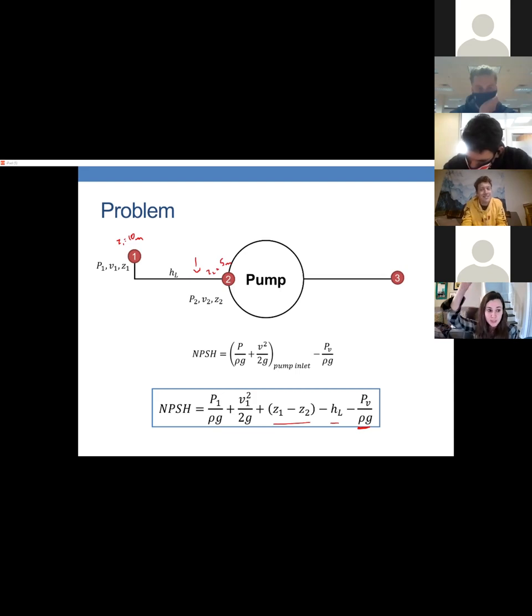Less likely, right? Because if we're going down, that actually adds energy, since some of the potential energy in our fluid goes into the pressure. What about the opposite? What if we started below and went above, say from 5 meters up to 10 meters? Then what would Z1 minus Z2 be? Negative. And so a negative Z1 minus Z2, going by this equation, makes cavitation more likely.